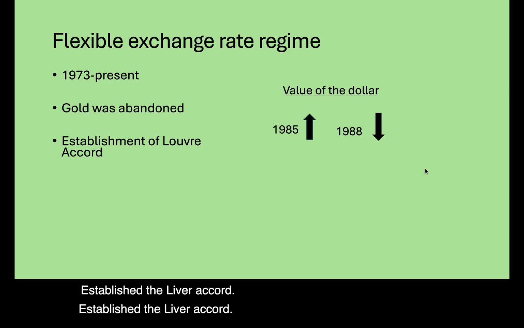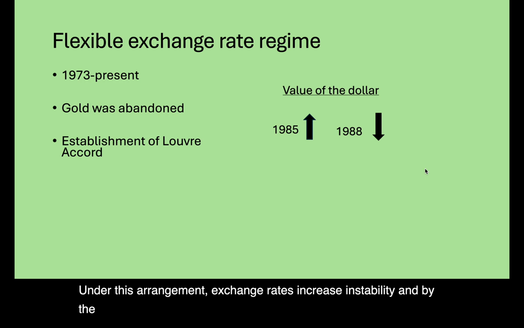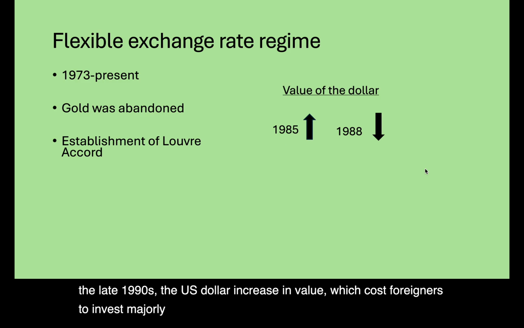Under this arrangement, exchange rates increased in stability, and by the late 1990s, the US dollar increased in value, which caused foreigners to invest majorly in the US, resulting in a successful monetary system.